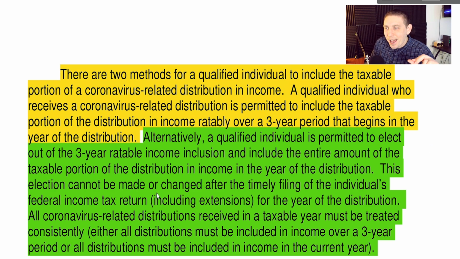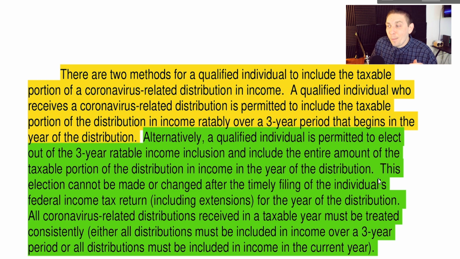This election cannot be made or changed, very important, after the timely filing of the individual's federal income tax return, including extensions, for the year of the distribution. So you can't go beyond the filing requirement, including extensions, to elect out of this. All coronavirus-related distributions received in a taxable year must be treated consistently.